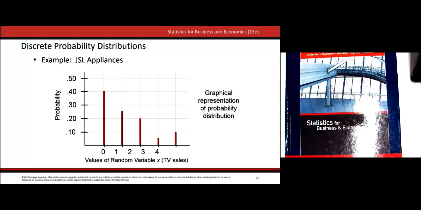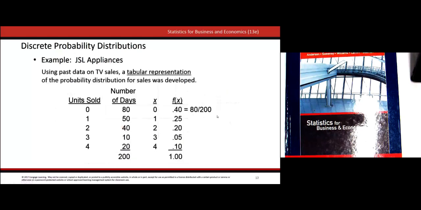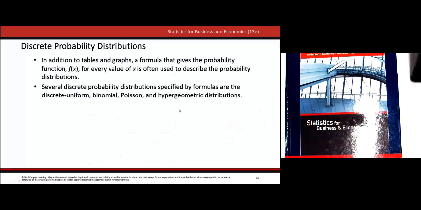You can graphically represent this. This is 1, 2, 3, 4. This is the same information. This is the tabular representation, and this is the graphical representation. In addition to tables and graphs, you can use a formula that gives a probability function. If you have a discrete probability distribution, then you can use the formula. Along with tables and graphs, you can also use the formula.